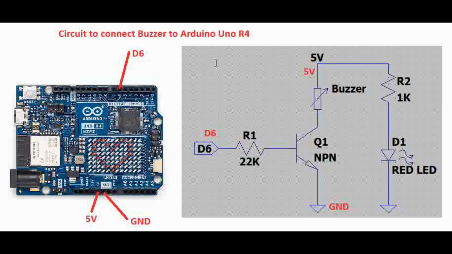So whatever you control here will be controlling the BJT, or whatever the output that you generate will be controlling the BJT, and then further the current through the buzzer gets controlled, and the buzzer turns on and off based on what is the frequency at which you will be controlling the base of this transistor.